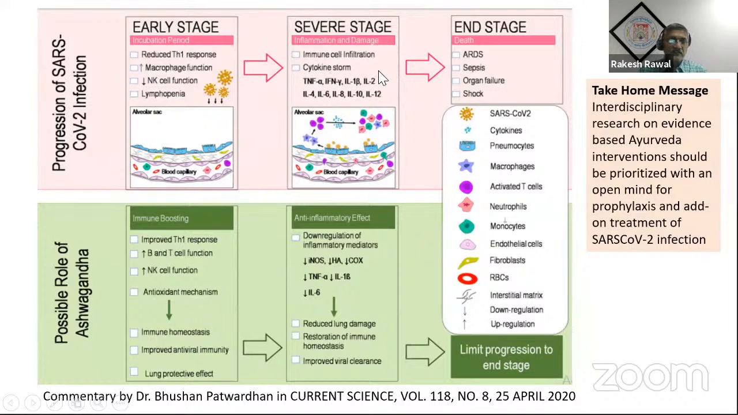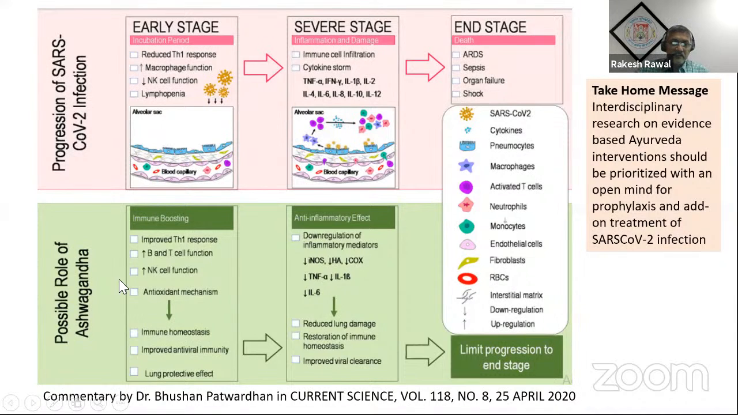So all these TNF alpha, interferon gamma, IL beta, IL2, all these cytokines, they start severe alteration in the circulation. And based on that, we will be able to diagnose whether the patient has entered into cytokine storm or not. And if it is not properly managed, the patient may end up in the end stage, that is acute respiratory distress syndrome, sepsis, organ failure, shock, and ultimately leads to death of the patient.